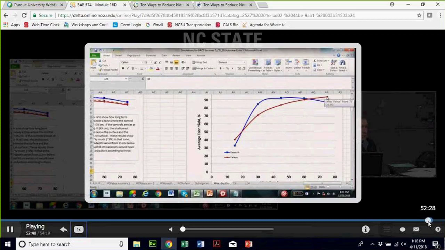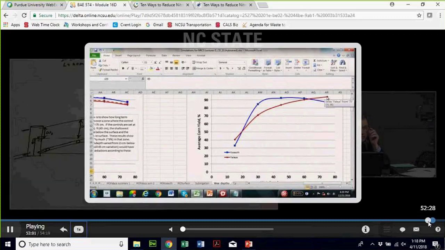So that is a small part of one of the lectures. It's one of the applications that is taught in these modules. Modules, as I said, can be freely accessed online. We will be having a two-hour workshop at the Detroit ASABE meeting this summer on the access of these modules and the application of them.